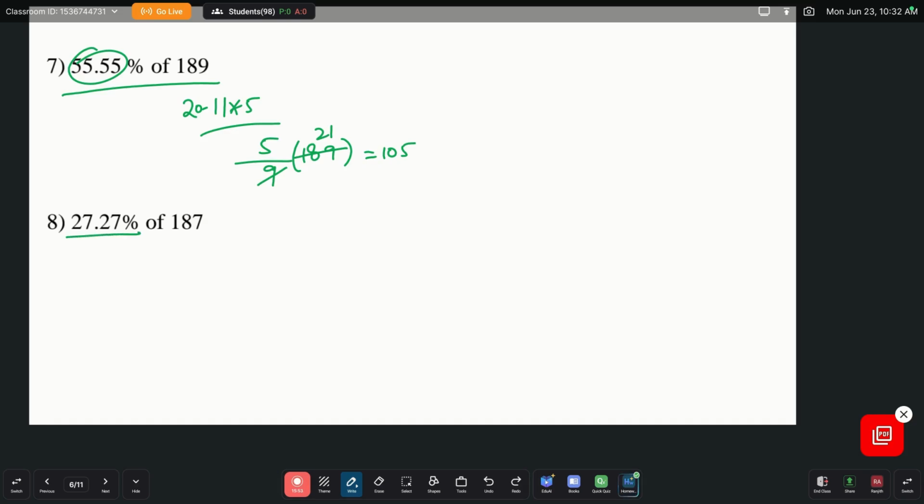27.27% of 187. 27 is nothing but, in 9 table we are getting 27. 9 threes are 27. So that will be equal to 3 by. So 9 we are getting, in the sense denominator should be 11. 3 by 11 times of 187. So how many times we can cancel, in the sense 11 ones are 11. Remainder will be equal to 7. In 11 table 7 we are getting 7 times. 17 threes are 51. Next.